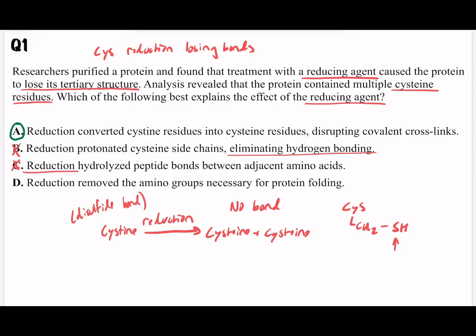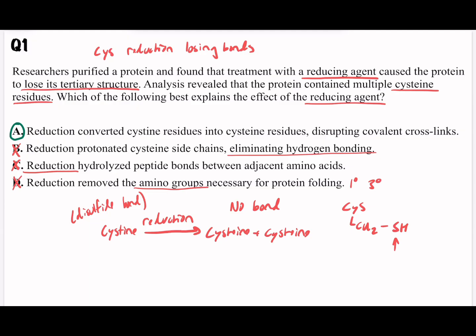And then moving on, D, reduction removed the amino groups necessary for protein folding. And so again, the amino groups aren't what's necessary for protein folding. They do play a role in the formation of peptide bonds, but they're not what's going to be necessary for that tertiary and quaternary structure. They're not as important as hydrogen bonding, or in this case, disulfide linkages. And so this answer choice is incorrect because this is talking more about primary structure instead of tertiary structure, which is what the question is really focusing on.